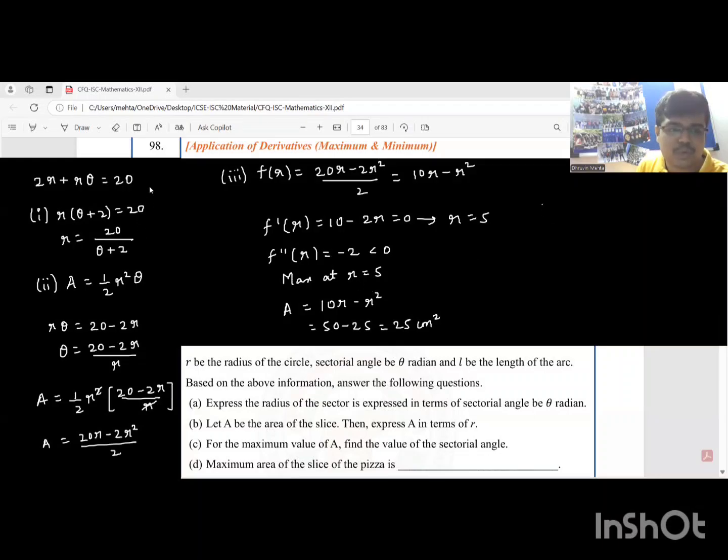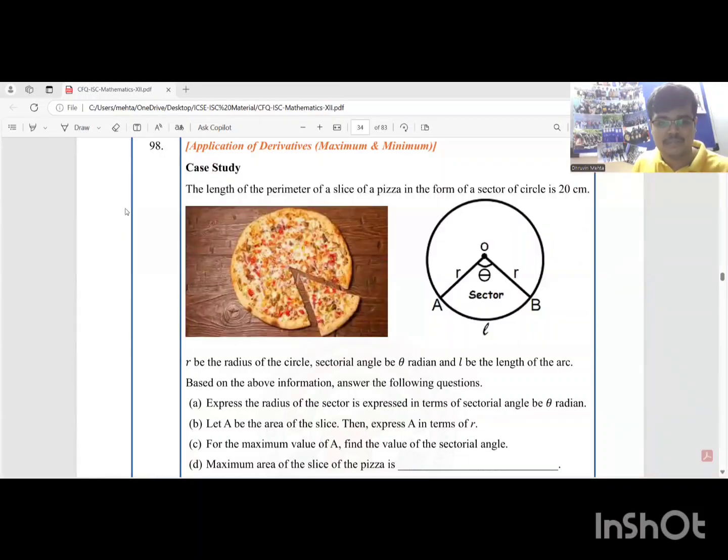So r is 5, students. You substitute that in this equation of theta. So theta is equal to 20 minus 2 into 5, which is 10, upon 5. Do you understand, students? This is 10 upon 5, which is 2 radians. Theta will be 2 radians for maximum area. That completes the sum. Let's proceed to the next question, which is question 103.